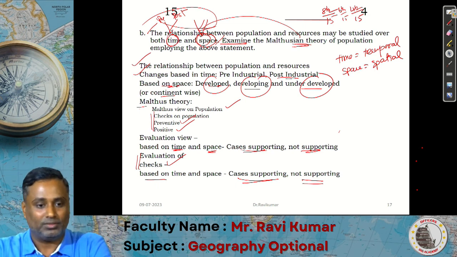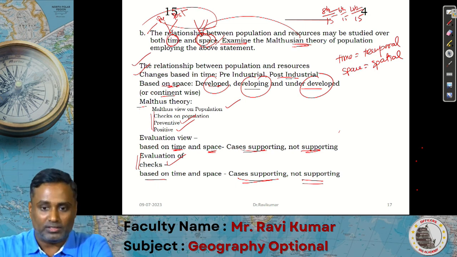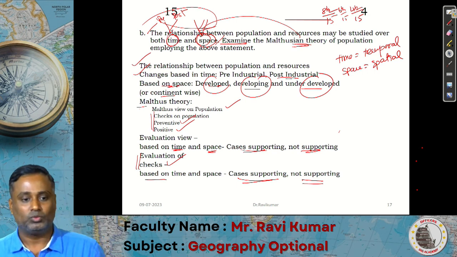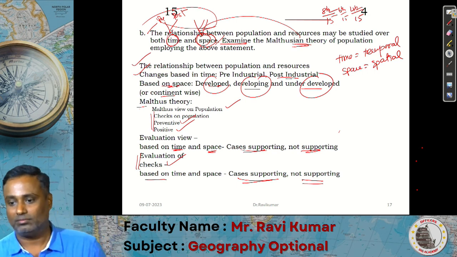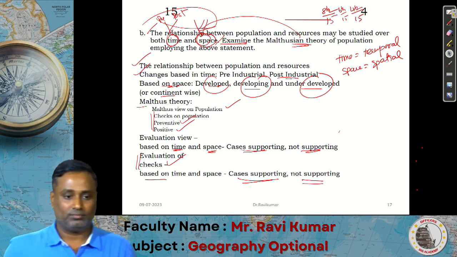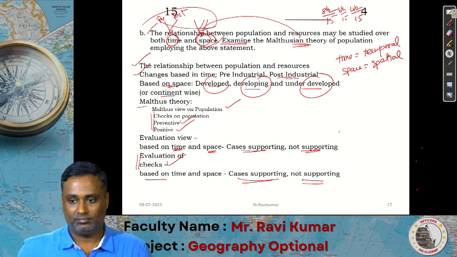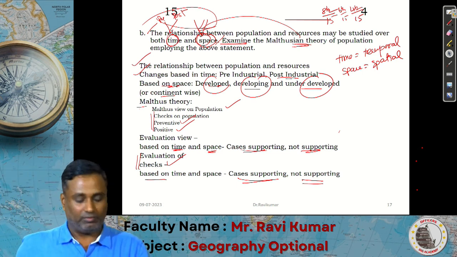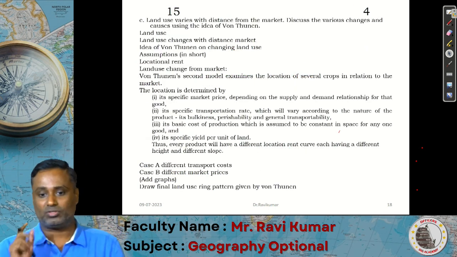Because in this administrative exam, they will expect the question to be like a public demand. You should give what the public demands, not whatever you have. That's why I always insist on going with the proper structure of the question.